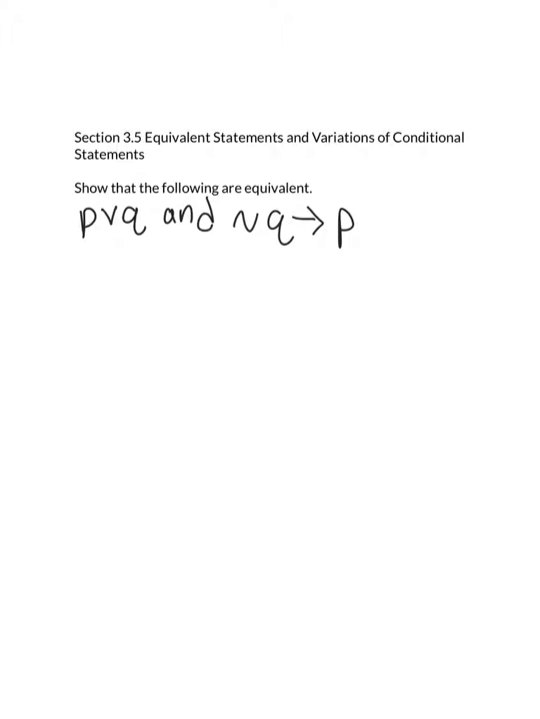Section 3.5 is on equivalent statements and variations of conditional statements. Jumping right into the example, it says to show that the following are equivalent. Equivalent means that these expressions hold the same exact meaning. The way we can show or prove that is to simply construct a truth table.